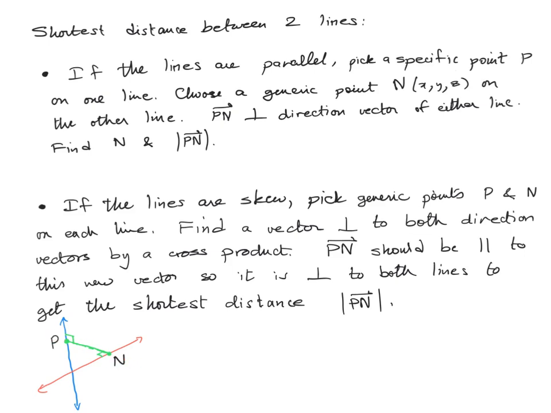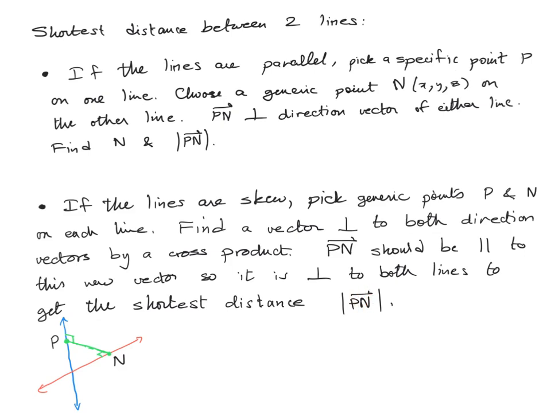So once you have whatever that vector is, it'll be numerical. You know that PN is going to be parallel to that numerical vector that you found from the cross product, and then you'll have a system of equations you can solve, and you'll be able to find both the location of P and the location of N, and then do the shortest distance of the magnitude of PN.